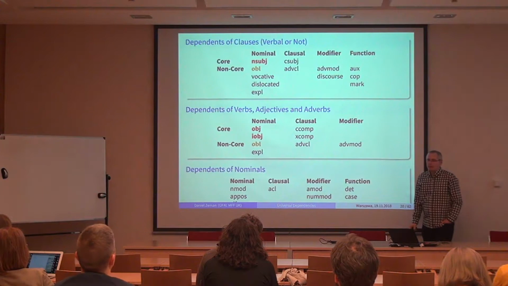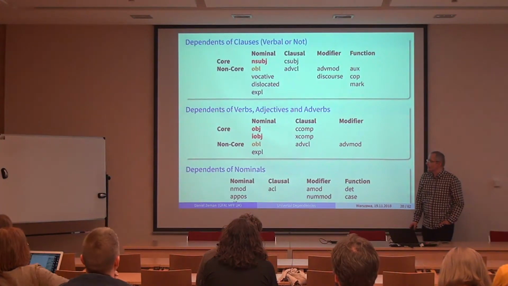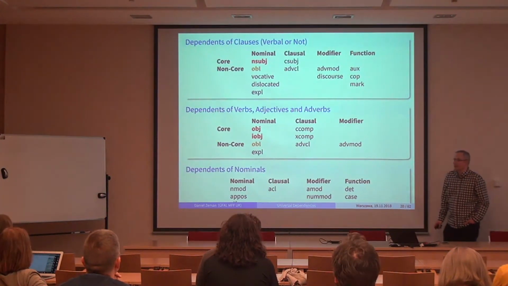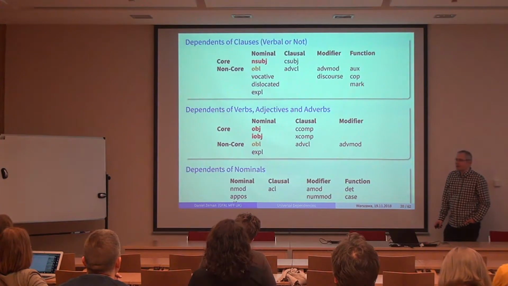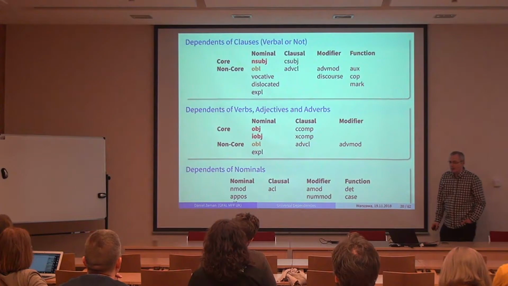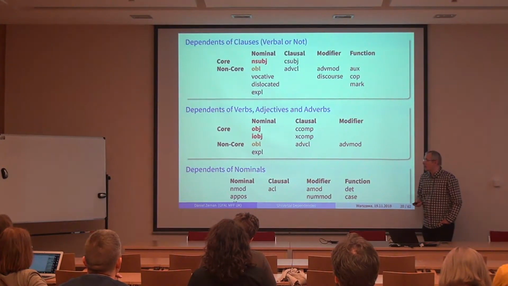And that's the distinction between core arguments and oblique dependents of verbs. That is something that the UD taxonomy is organized around a lot. And I will talk a little bit more about it when I get to the Slavic specific part of my talk.